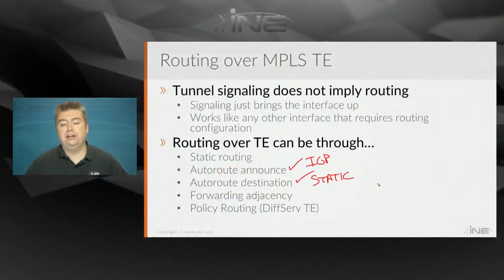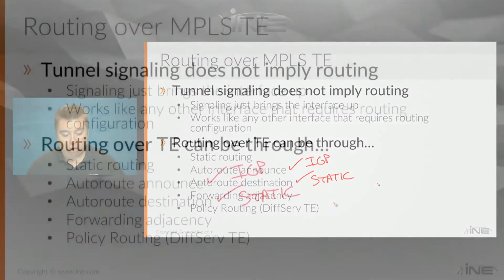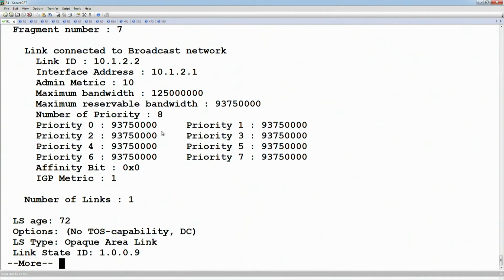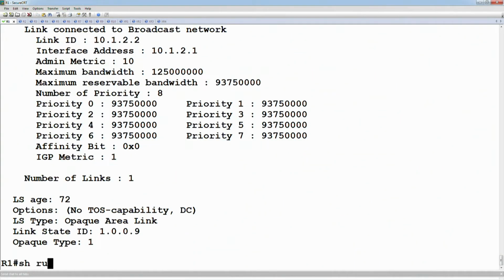So you could think of this as kind of just a shortcut in the syntax, that you don't need to manually configure the static route towards the destination. It's going to automatically put it in there, hence the name, it's an auto route. So if we take a look at this from router 1's point of view, let's look at our tunnel config, show run interface tunnel 0.